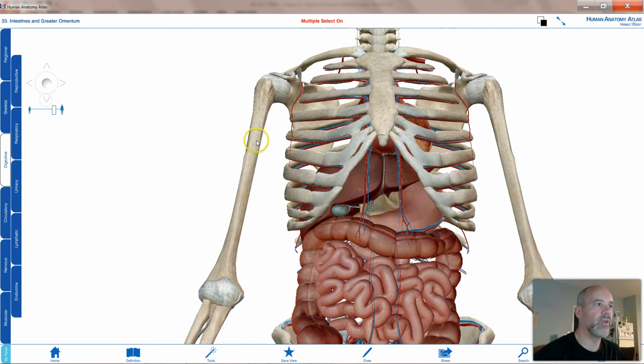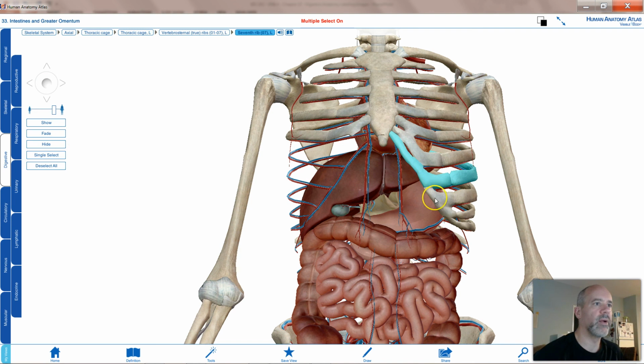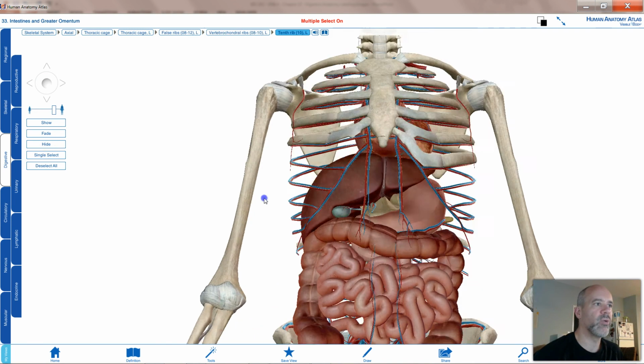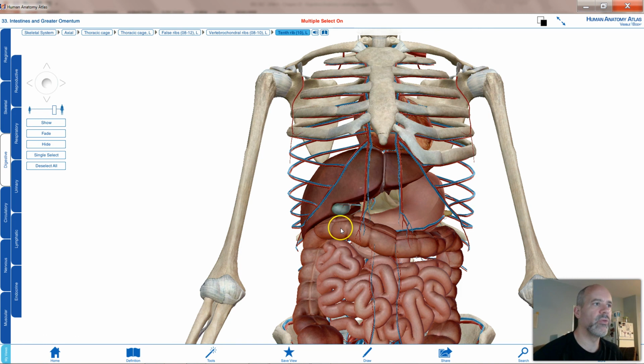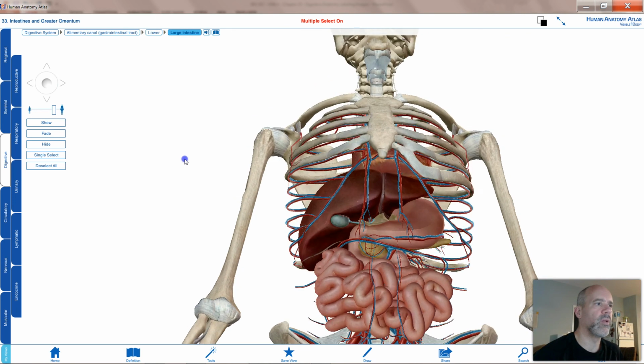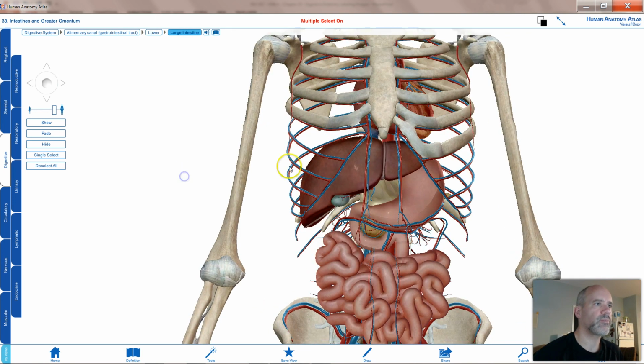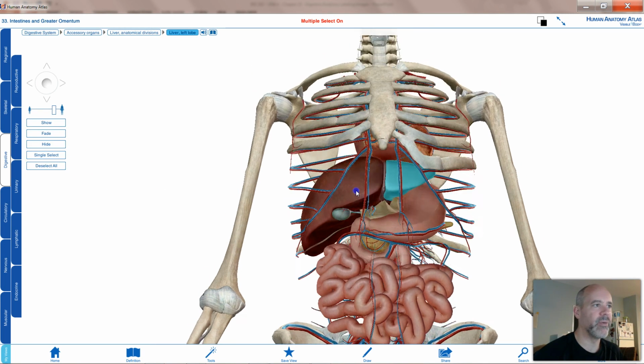So let's move up here to the liver, and I'm going to need to get rid of these ribs so we can see the liver a little bit better. Liver is a pretty large organ, and it consists of 4 lobes. I think I'm going to get rid of the whole large intestine there. The biggest lobe is over here. This is the right lobe of the liver. This is the left lobe of the liver. That's not too hard to remember.